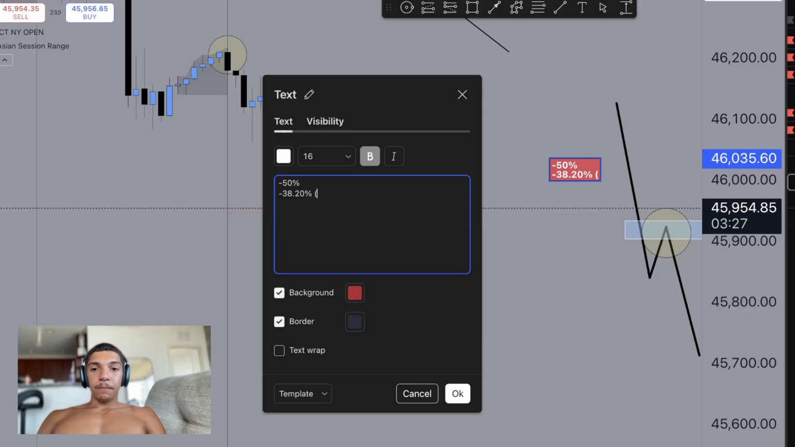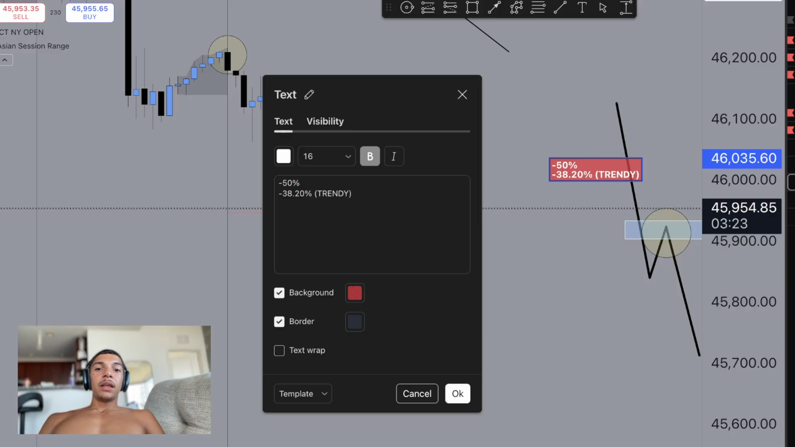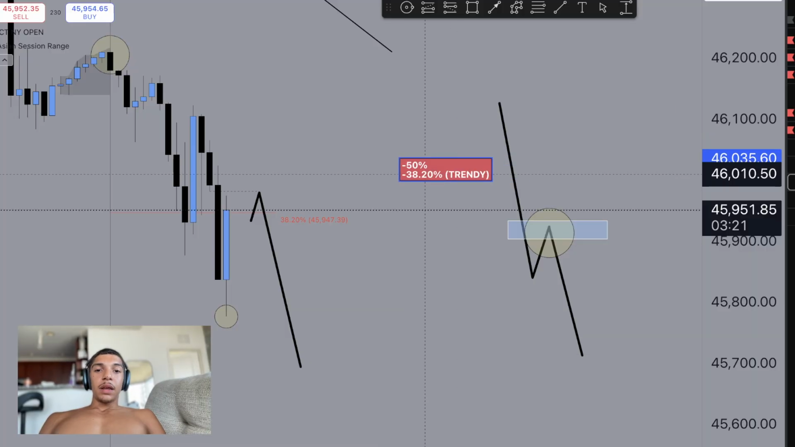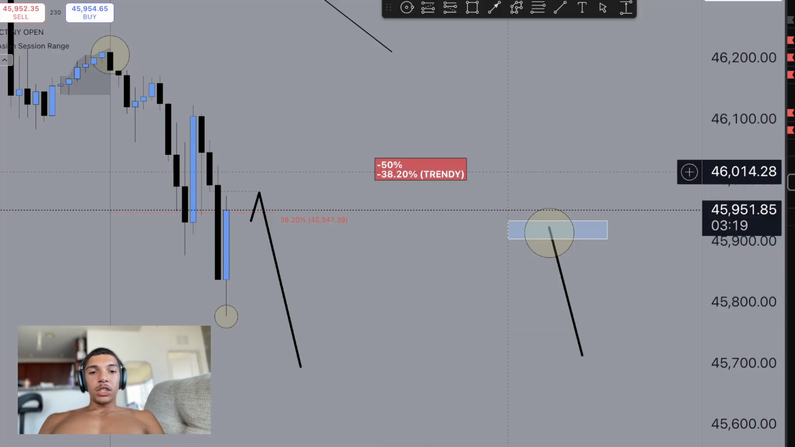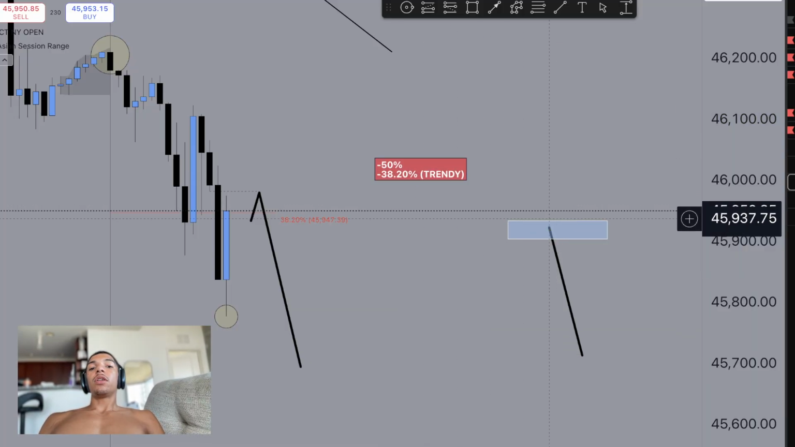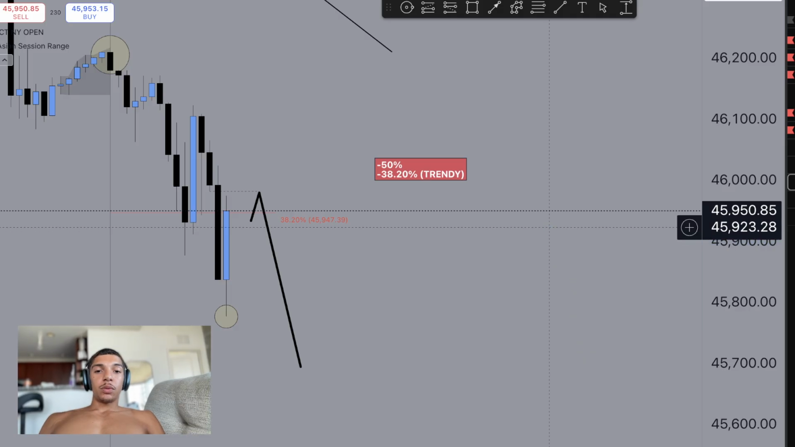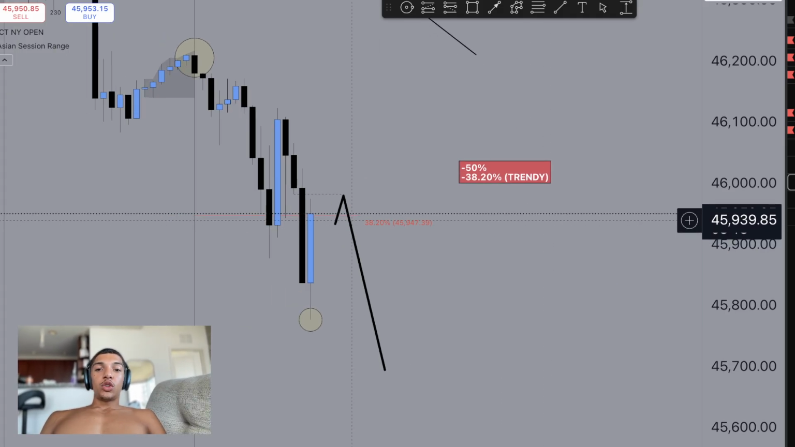But I'm just going to put trendy. When you think 38.20%, think the trendy fib. And the direction doesn't matter. This could be for bullish, bearish. The direction doesn't matter because all the Fibonacci tool is a measuring tool. Now you have two of the levels.